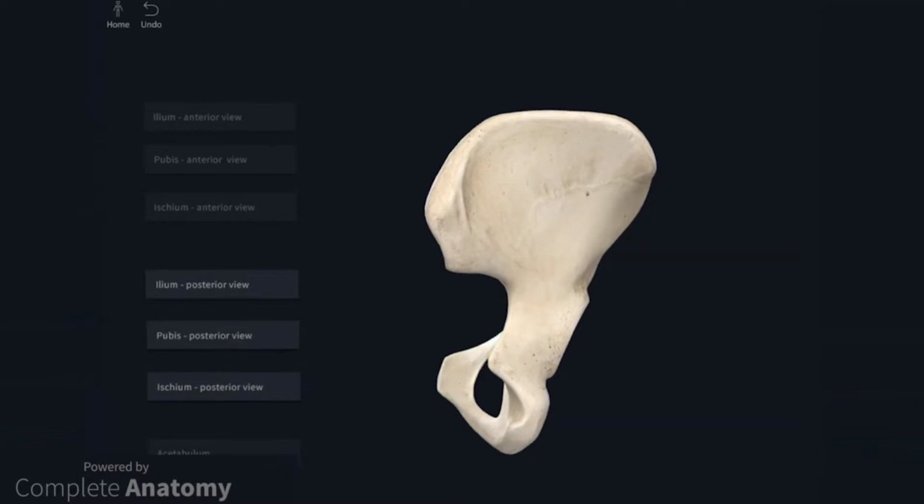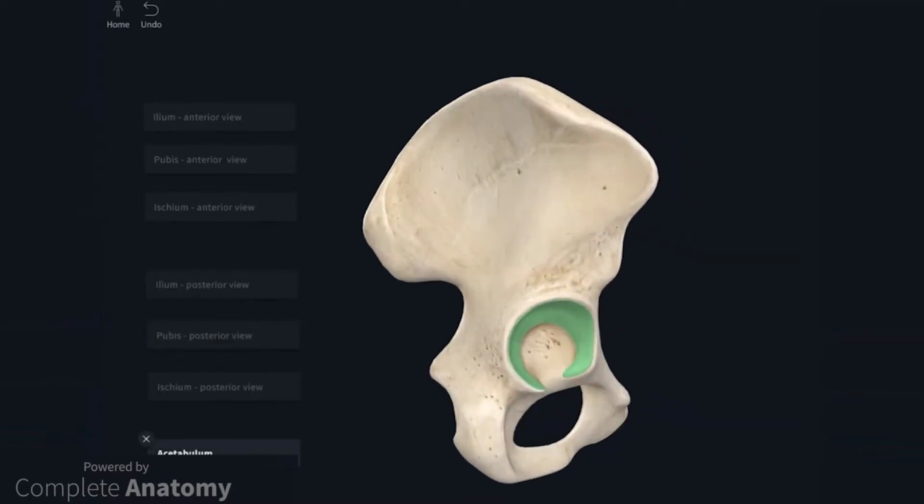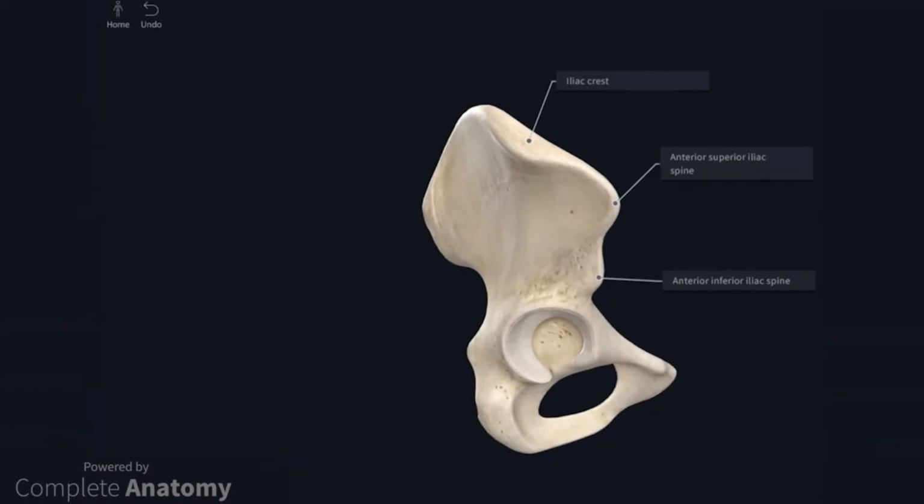The principal point of attachment of the bones is at the acetabulum here. This is where the head of the femur articulates with the pelvis. So let's start with the ilium. The ilium can be described as having two parts: a large upper portion and a smaller lower portion.